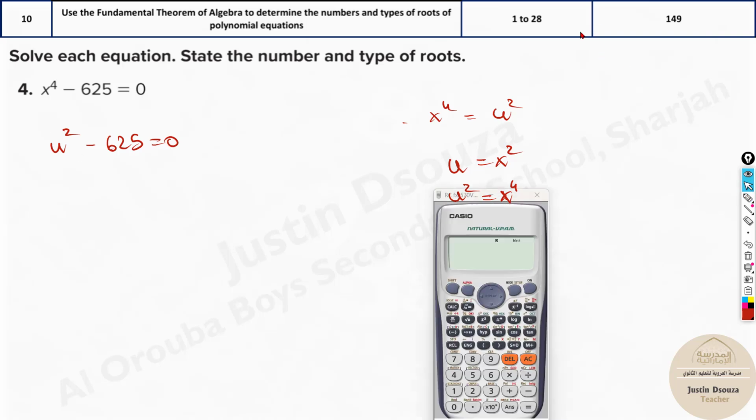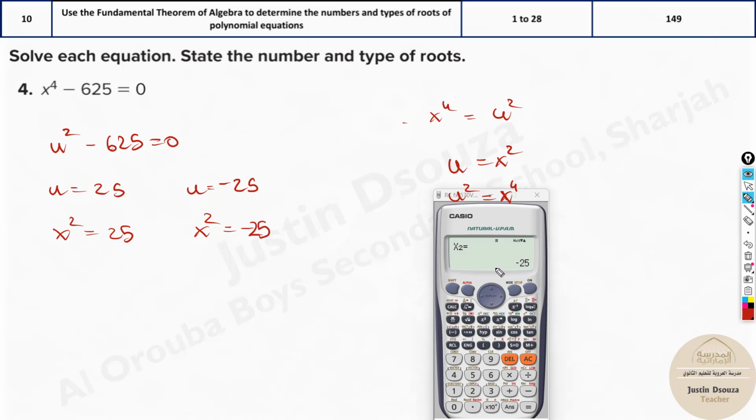It's a quadratic. Again, we just use mod 5 and 3. The coefficient of u squared is 1. There is no u term. And lastly, we have minus 625. So what are the answers? It is 25 and minus 25. So here u is equal to 25. u is equal to minus 25. So what is u basically? It's x squared is equal to 25. x squared is equal to minus 25.